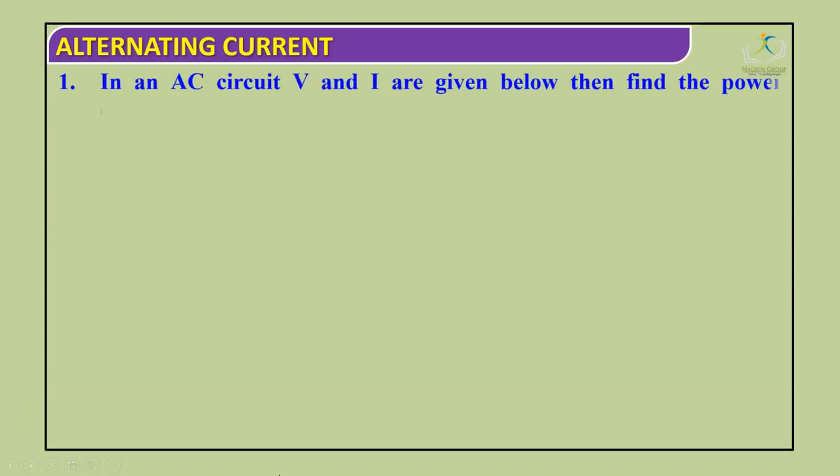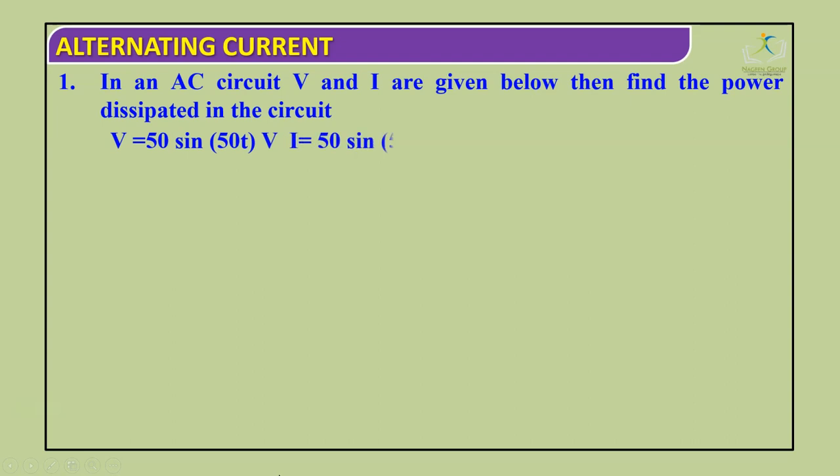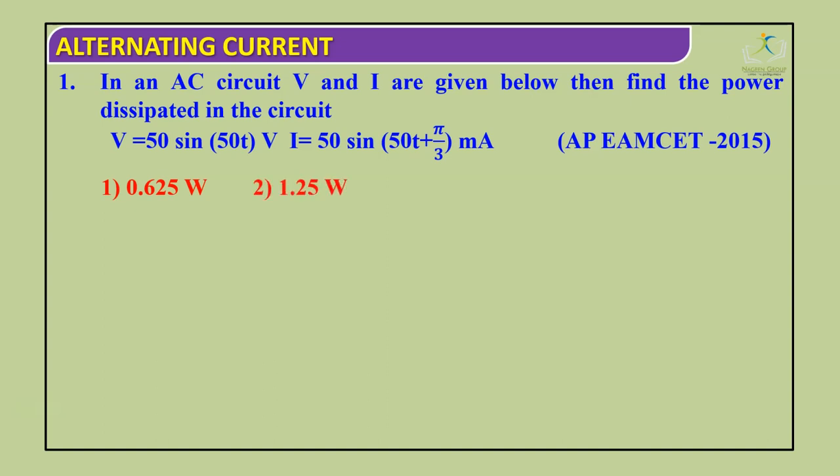In an AC circuit V and I are given below. Then find the power dissipated in the circuit where V is equal to 50 sine 50t volt and I is equal to 50 sine (50t plus pi by 3) milliampere, where pi by 3 is the phase difference. Students, the options given are 0.625 watt, 1.25 watt, 2.50 watt and 5.0 watt.